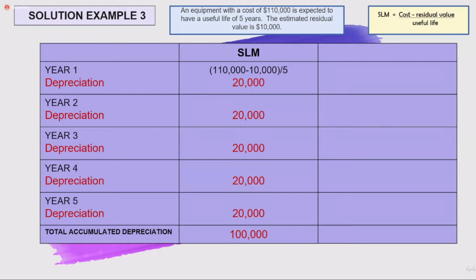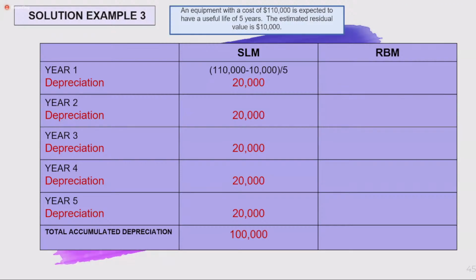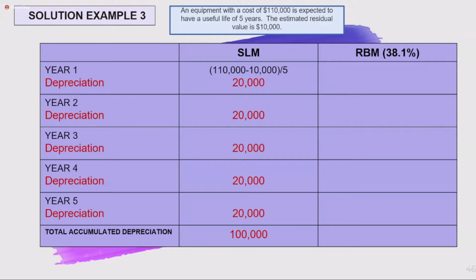Next part will be the reducing balance method. Okay, reducing. What will be the rate just now? Anyone can remember the rate of the reducing balance method? Tak ingat? Okay, tak apa. 38.1. Okay, and the formula is this. Try to get me the first year. How much is the depreciation charge under reducing balance method for the first year?